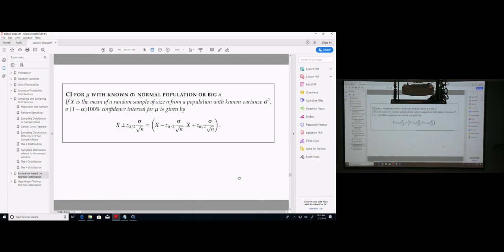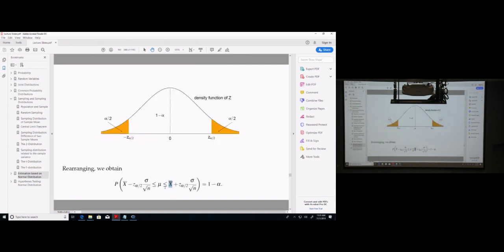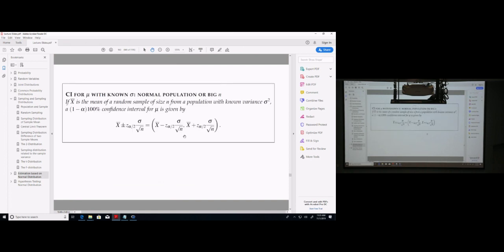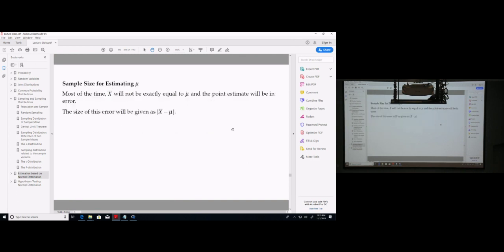All right. And now because of this, we are reverting this. From here, we can solve these two inequalities to become this. So this is the confidence interval for this one.